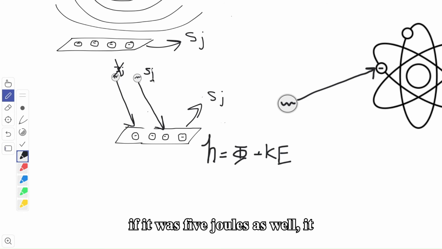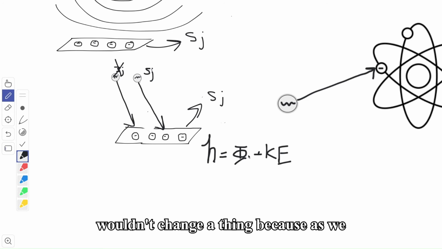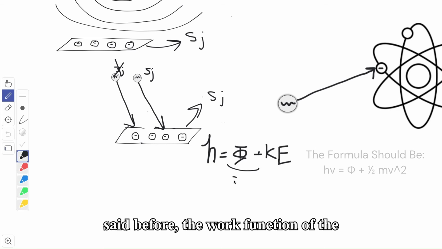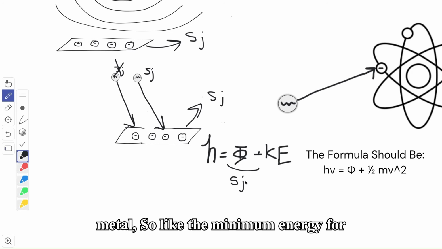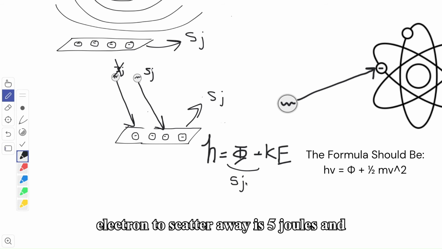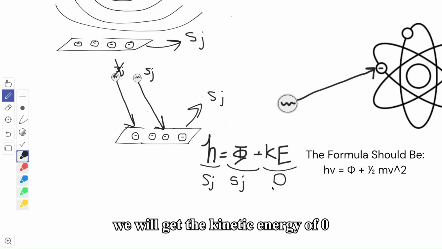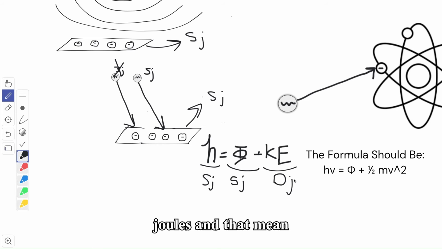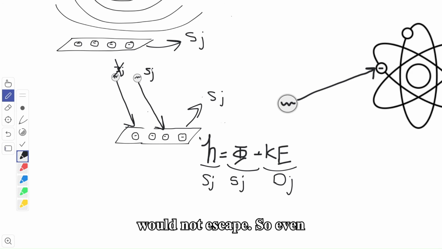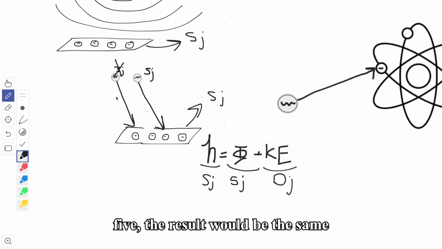If it were 5 joules as well, it wouldn't change a thing because, as we said before, the work function of the metal, so the minimum energy for an electron to scatter away, is 5 joules. If we were to give 5 joules of photon, we will get the kinetic energy of 0 joules, and that means that electron actually would not escape. So even if it were 5 or less than 5, the result would be the same.